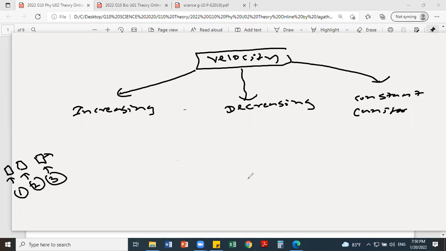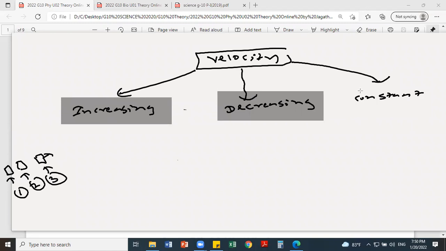Any vehicle, anything that is moving should come under one of these. Definitely, you can't think about a motion without this. Either velocity increases, or velocity decreases, or velocity is constant, which we call uniform. Any vehicle or anything else in the world, when it is moving, should come under one of these: velocity uniform or velocity constant.